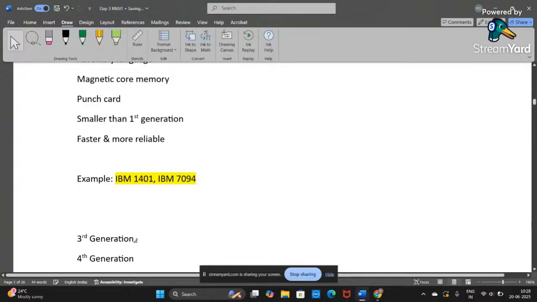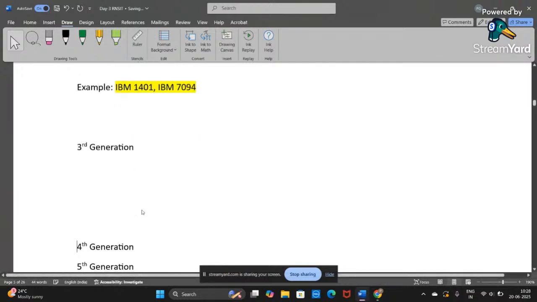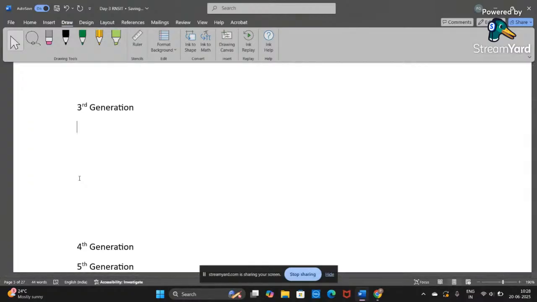Moving to the third generation. The technology used in the first generation was vacuum tube. In the second generation, we used the transistor. In the third generation, we are going to use ICs. ICs is nothing but integrated circuits.